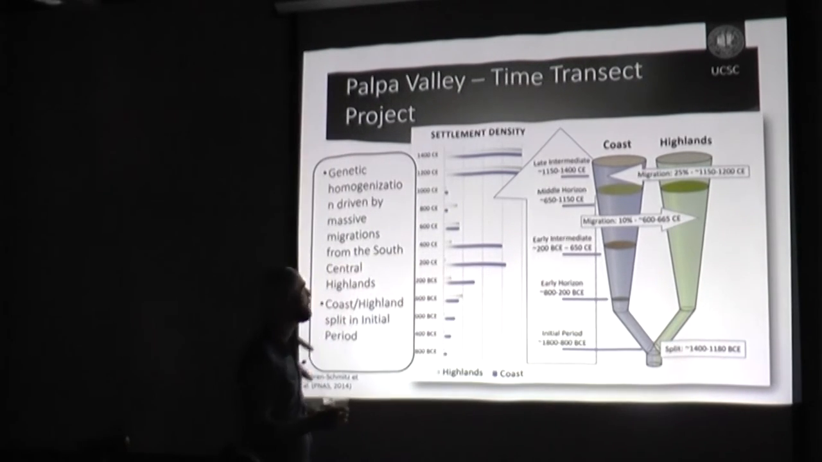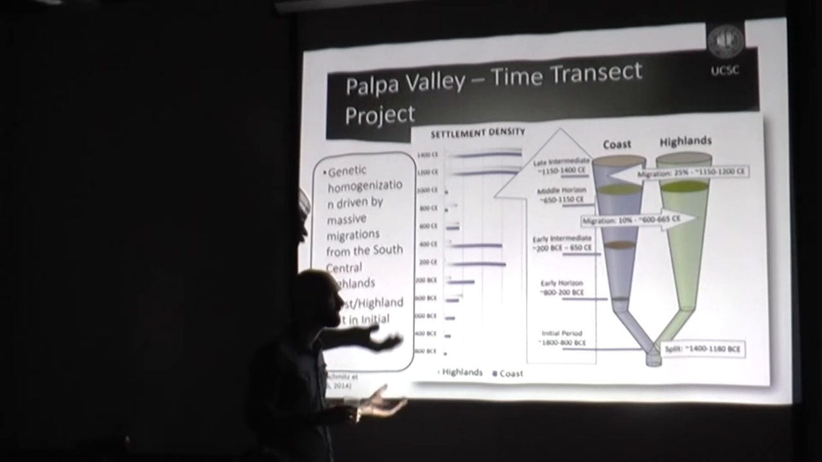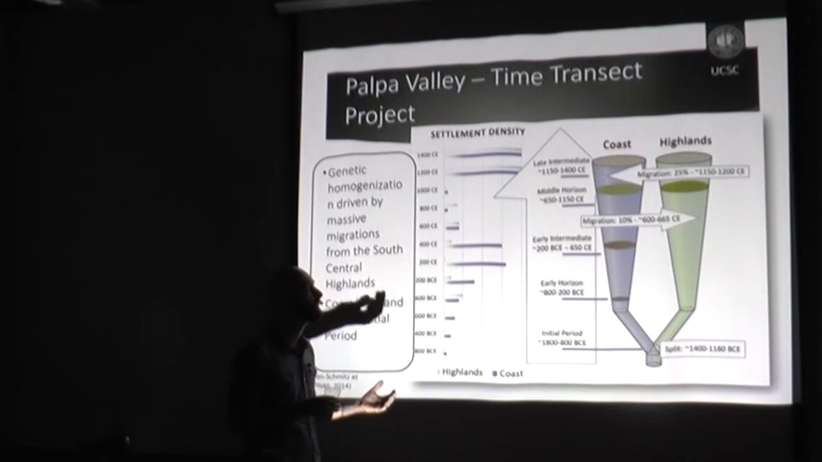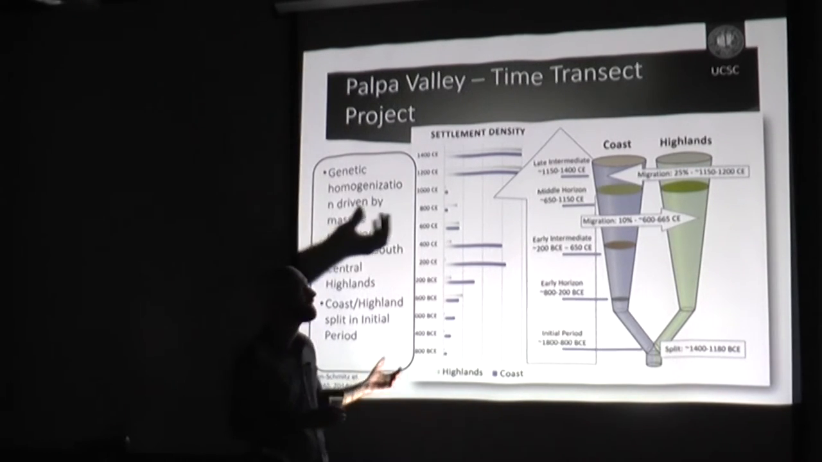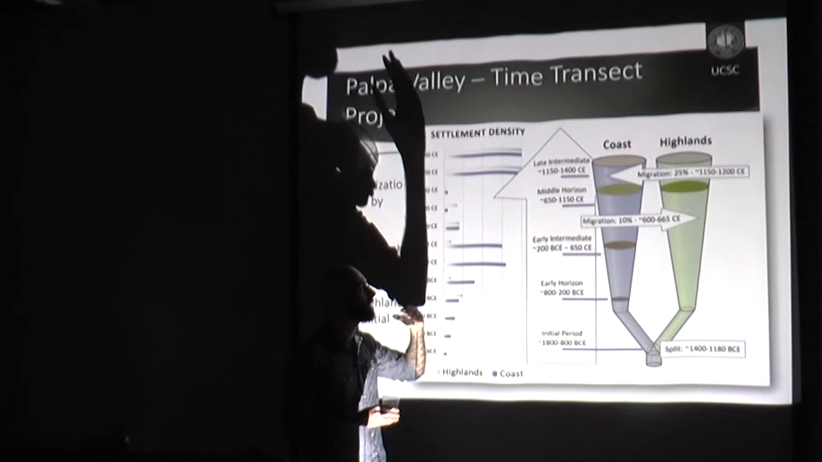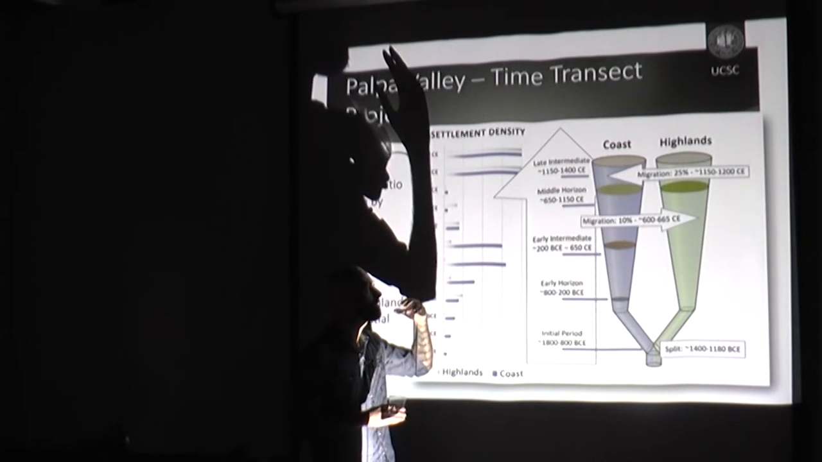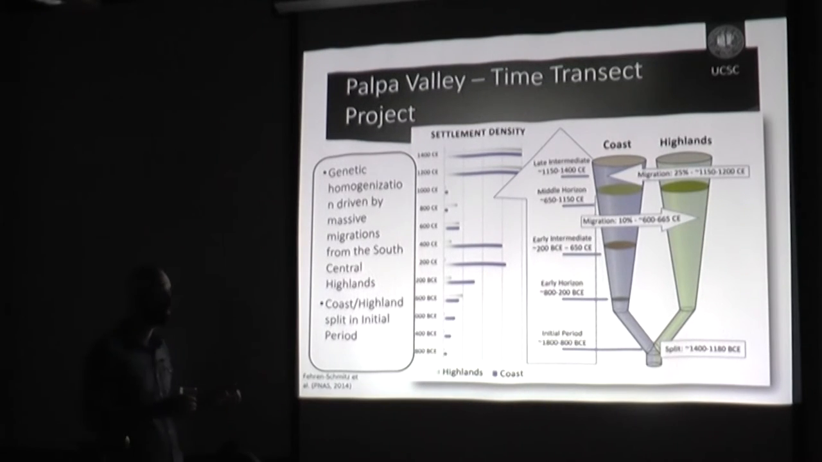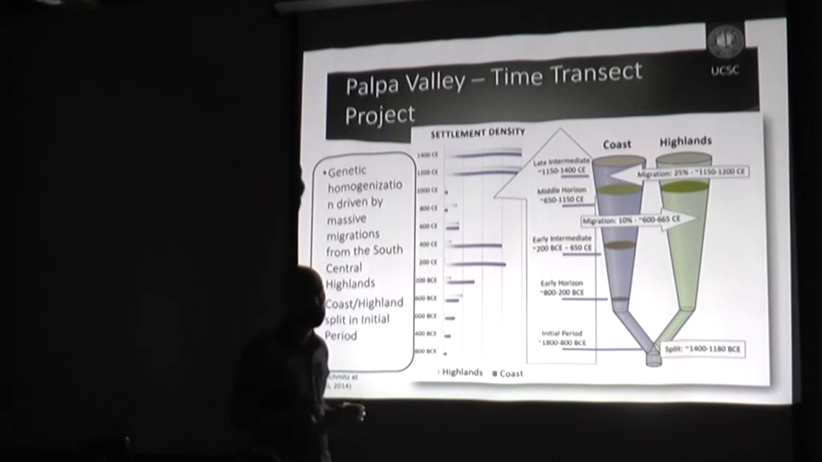What we did, we took our genetic data, took the settlement density data and all the other data that we had, and generated several models that we then tested using Bayesian statistics to see if there's something happening and if we can actually see that migration happen. And what we found is that there's actually a massive migration, where about 25% of the coastal population was exchanged by highland populations.